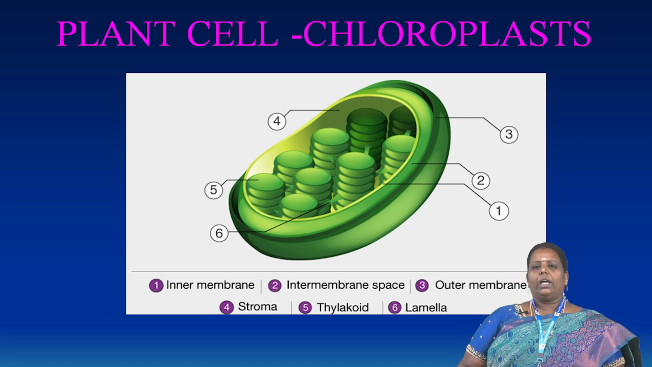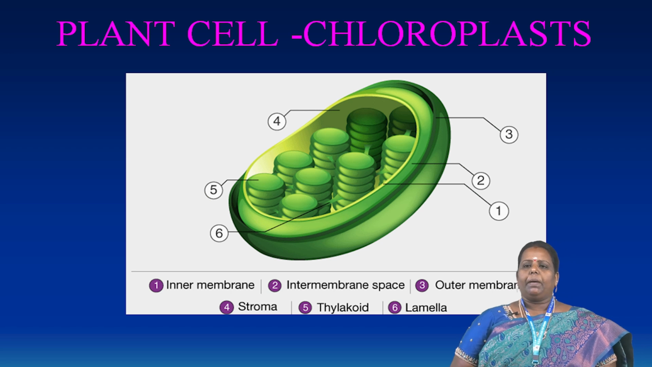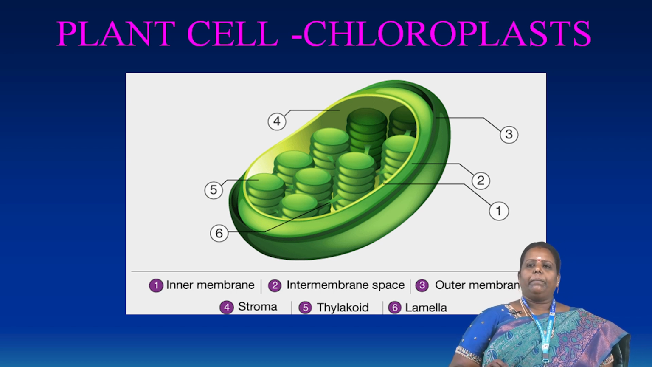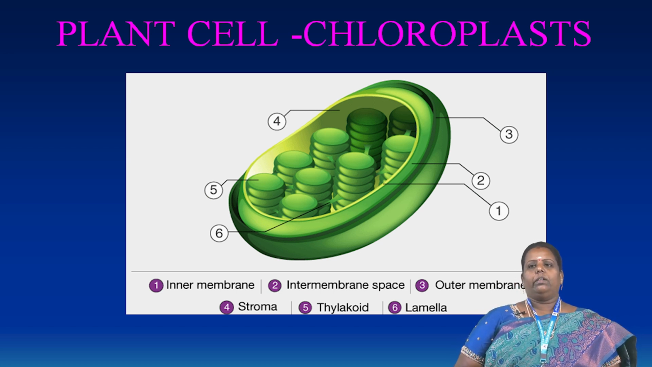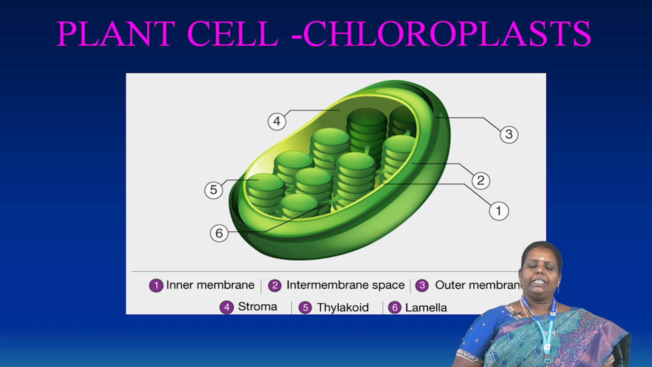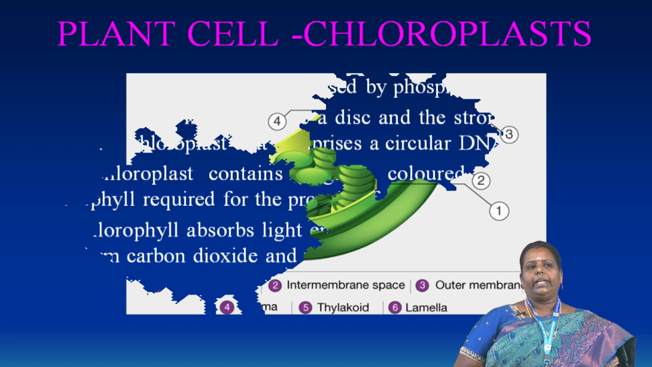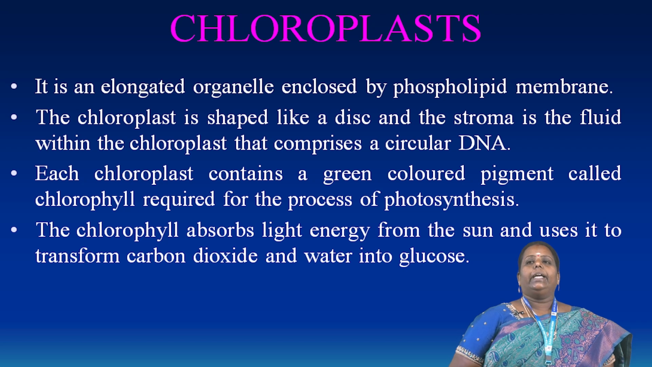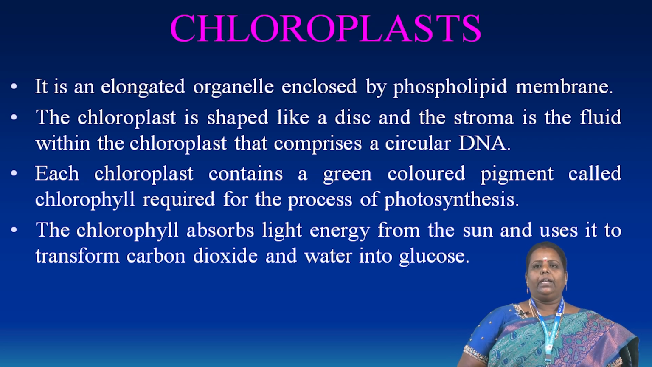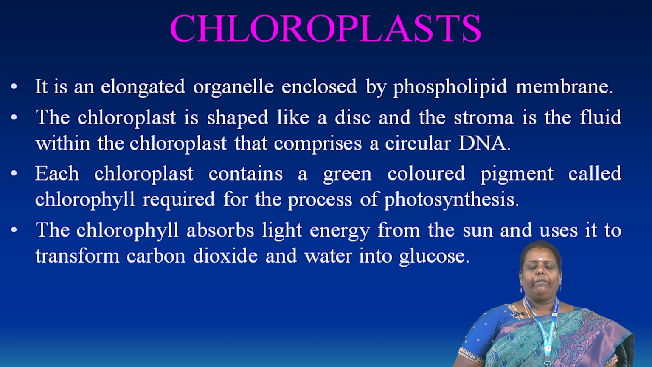These chloroplasts have an inner membrane, an intermediate membrane, and an outer membrane, and the stroma, thylakoids, and lamella are also present. The thylakoids are round-like structures. The stroma is important for the formation of new growth during photosynthesis. In the presence of sunlight, it gives energy. It is an elongated organelle enclosed by a phospholipid membrane, and it is disc-shaped. The stroma is the fluid within the chloroplast.